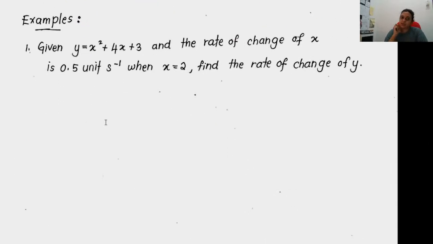So example 1. Given y is equal to x square plus 4x plus 3, and the rate of change of x is 0.5 unit per second when x is 2. Find the rate of change of y.